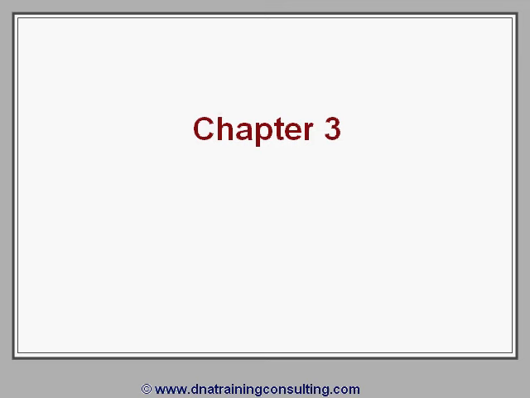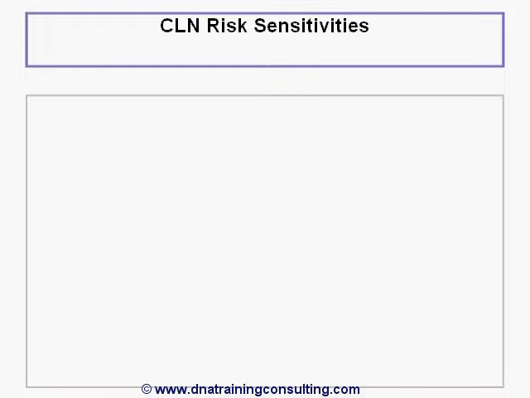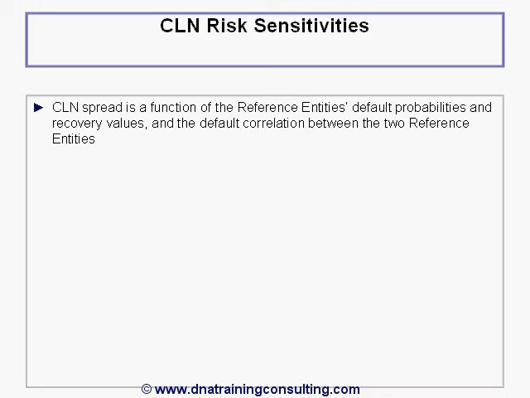This chapter 3 examines the risk sensitivities of CLNs and introduces the notion of correlation trading, which will play a critical role later in your understanding of CDOs and credit indices. By now, it has become clear that for each CLN, the spread under a risk-neutral framework is a function of the reference entity's default probabilities and recovery values, as well as the default correlation between the two reference entities.